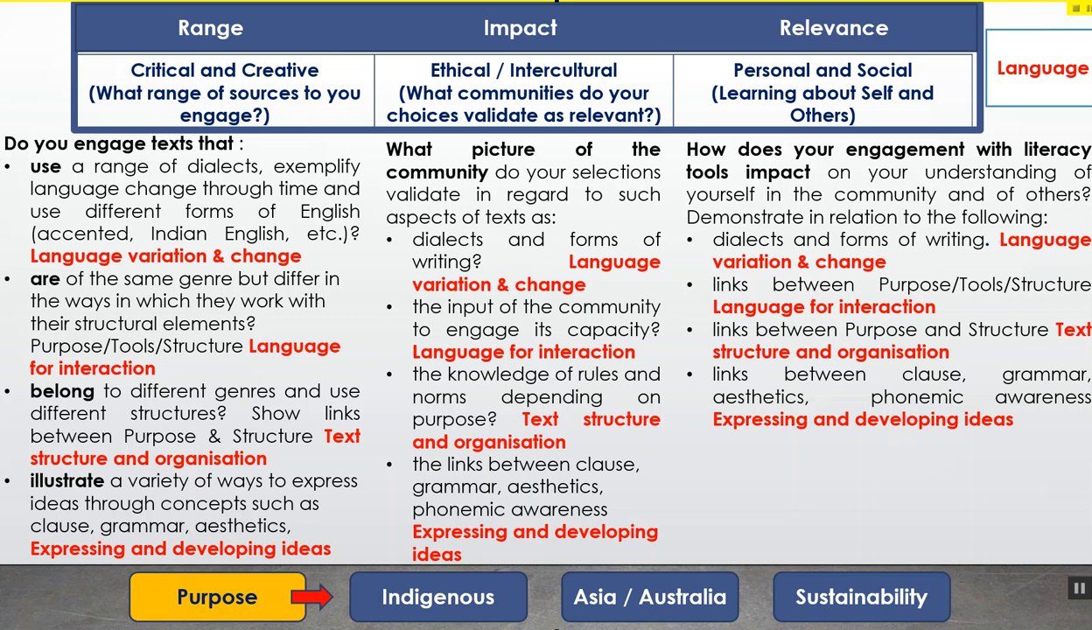So we've done language variations. So now, this is a planning thing, right? So what we wanted to do: how does your engagement with literacy tools impact on your child's understanding of himself in the community and of himself in terms of language for interactions?